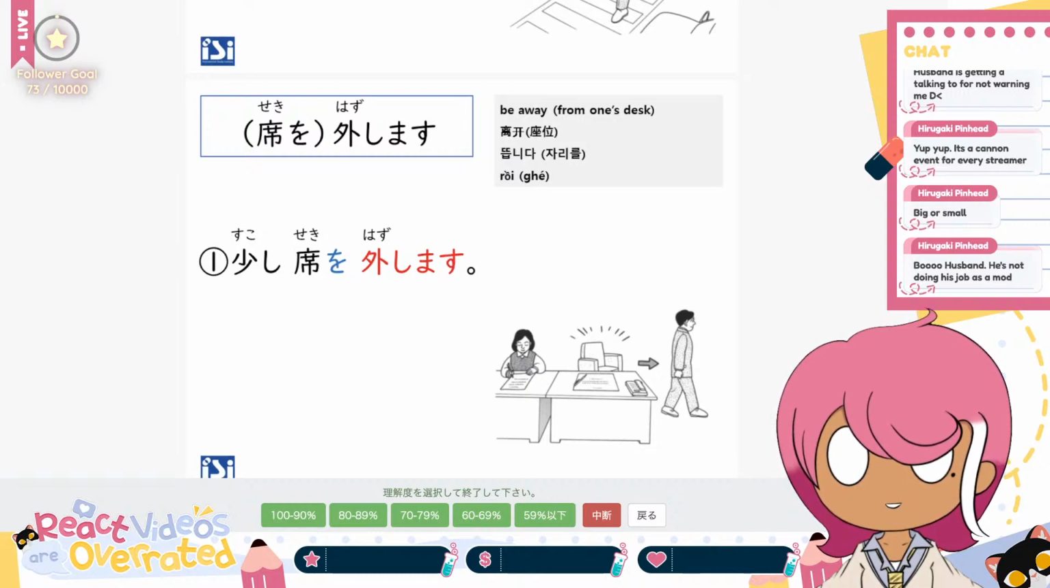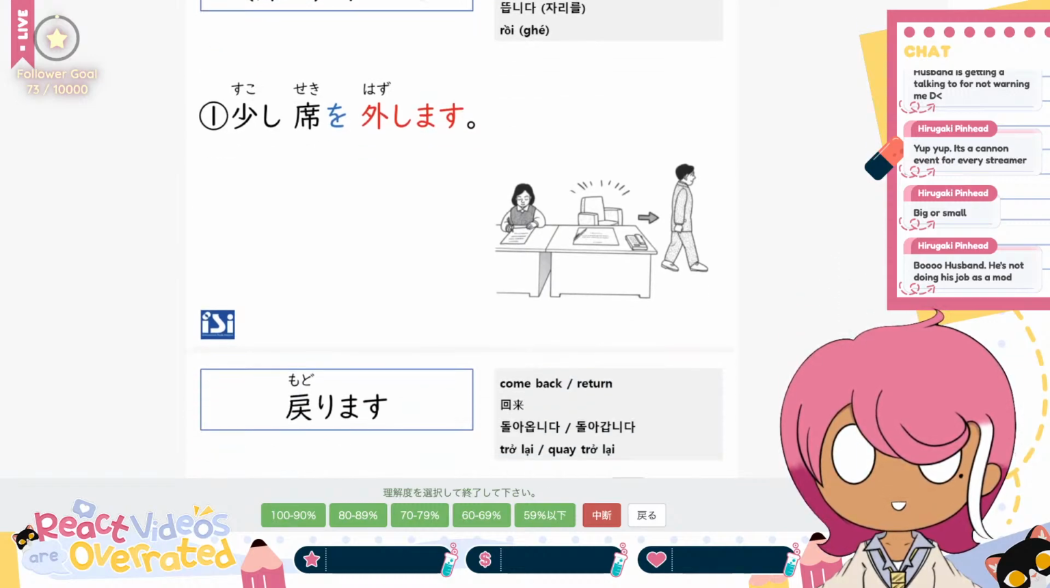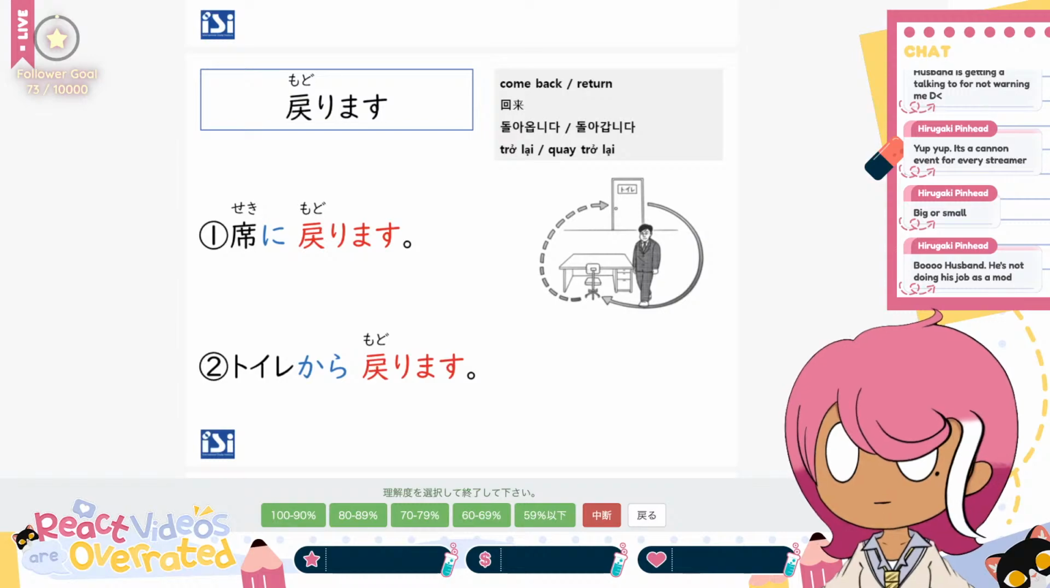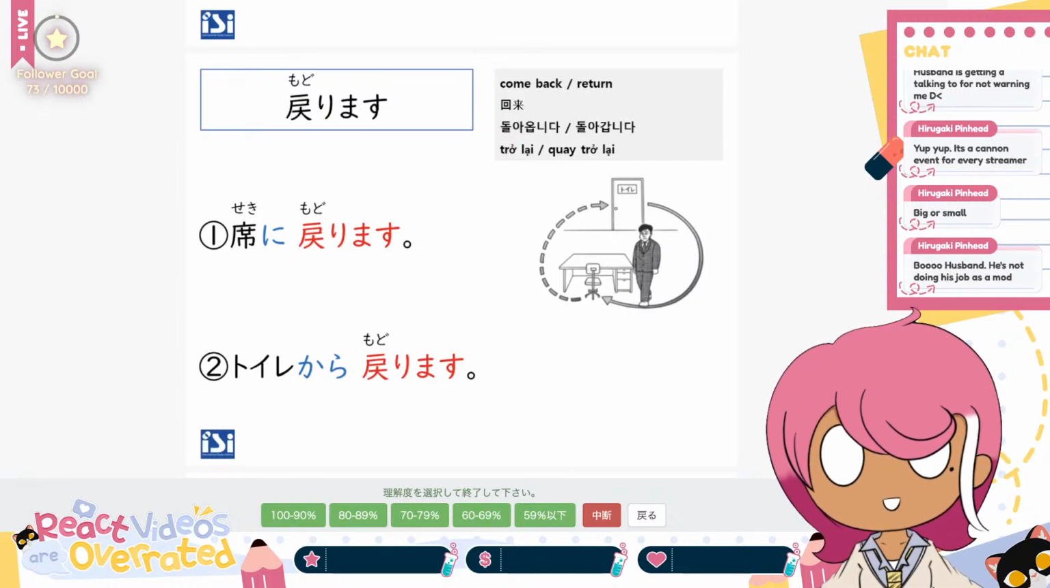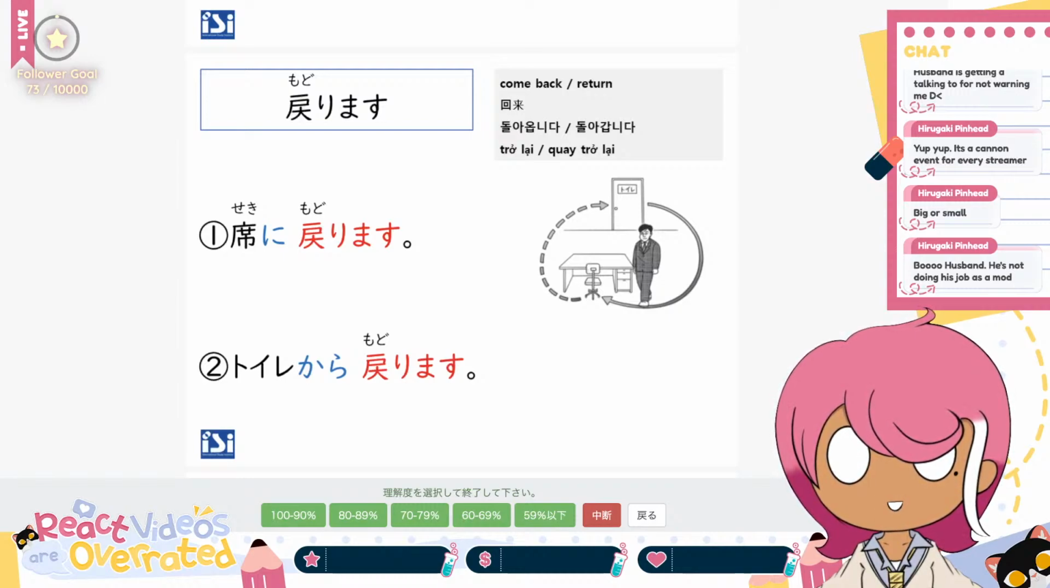席を外します, to be away from one's desk. Because seki is seat. So to be away from the seat. 少し席を外します, so to be away from the seat for a little bit, probably. 戻ります, return or come back. 席に戻ります, returning to the seat. トイレから戻ります, coming back from the toilet.